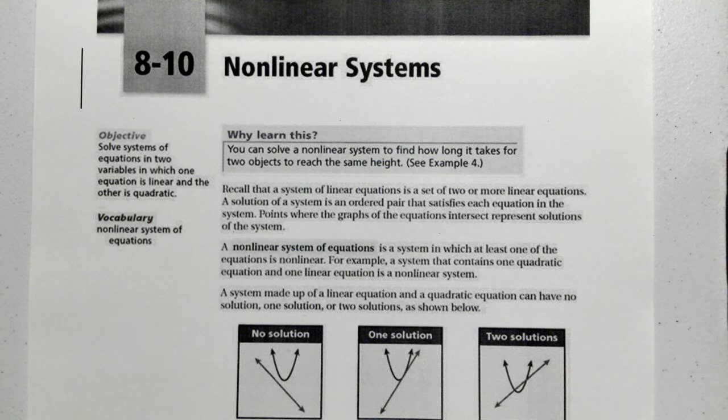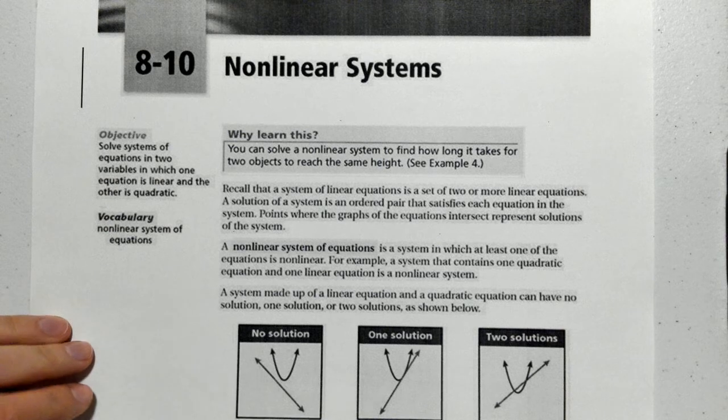So a system made up of a linear equation, so a straight line, and a quadratic equation, a parabola, can have no solution, one solution, or two solutions. So no solutions means they're not going to intersect at all. One solution, the vertex or one point of the parabola intersects the linear equation, and two solutions if the parabola crosses this linear equation twice.